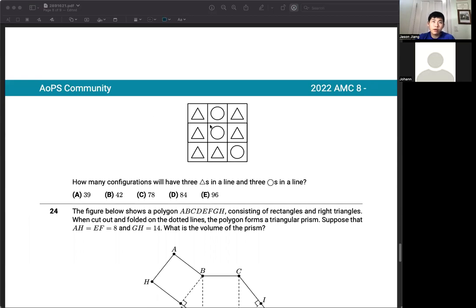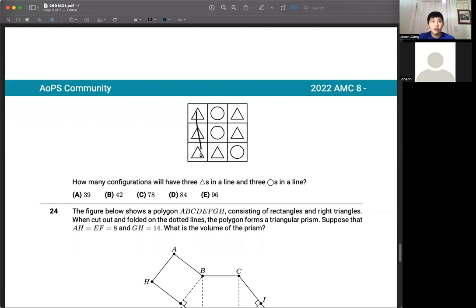So, 3 triangles and 3 circles in a line. If we think about how many ways there are to put these in a line, if we try to use the diagonal, we run into a problem because it's not possible to have one diagonal with 3 triangles, for example, and also have 3 circles. So we're only going to be looking at rows and columns. So let's start with the columns case.